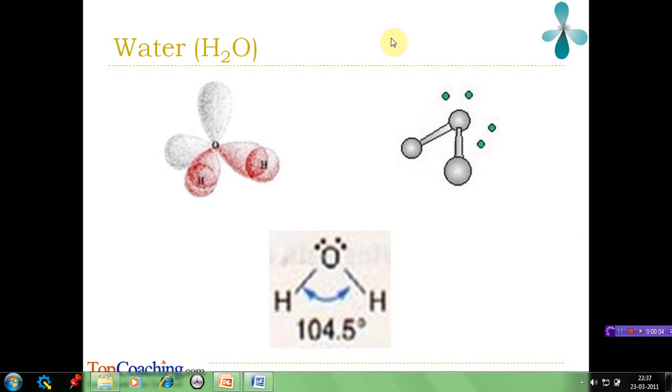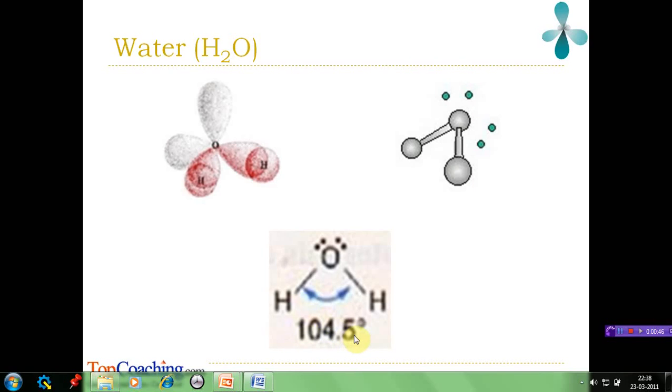Our next example is water molecule with the molecular formula H2O. Water molecule is also formed by sp3 hybridization. Oxygen atom in water molecule has 2 shared pairs of electrons and 2 unshared pairs of electrons. Hence, the total number of electron pairs is 4. Therefore, oxygen atom is sp3 hybridized with expected tetrahedral geometry. But experiments have shown that the bond angle in water is not 109 degree 28 minutes. It is actually 104 degree 28 minutes, which can be rounded to 104.5 degrees.